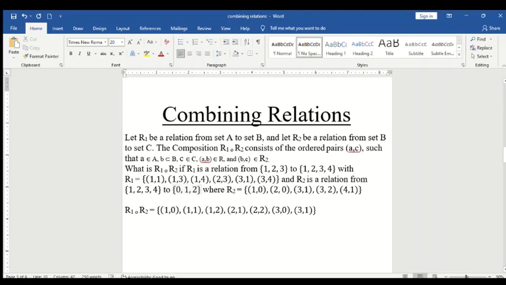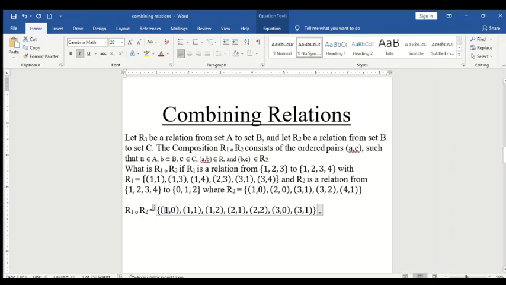For an example, we have a set of (1, 0), (2, 0), (3, 1), (3, 2), and (4, 1). So how can we get the composition of R1 and R2? To make it clearer, first we have relation 1. For the first ordered pair, the first element is 1, so we simply put 1 here.